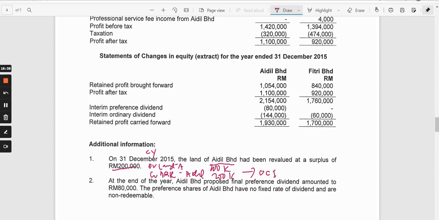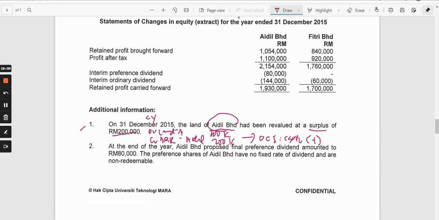So in the other comprehensive income section later in your SOPL, you are going to add the 200,000, which is the surplus of the revaluation for the land in AIDIL. There is no need for you to adjust the depreciation. So that will be done in our consolidated statement of profit or loss.